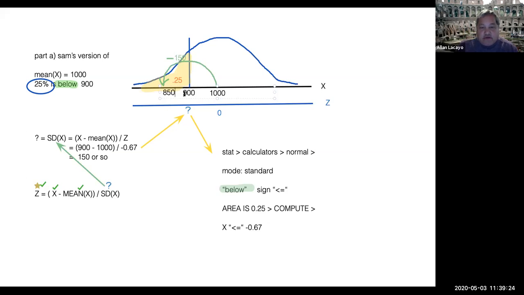But I'm at 900. X is 900. And a quarter of X is below 900. So what's the only number that can do that? What's the only z-score that can do that? The only z-score that can do that is minus 0.67.